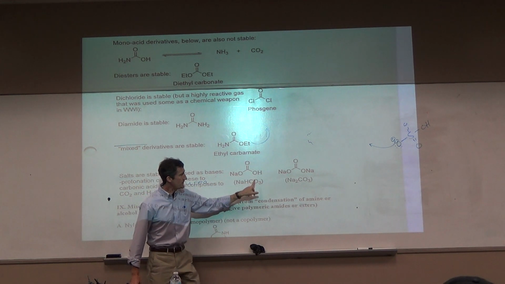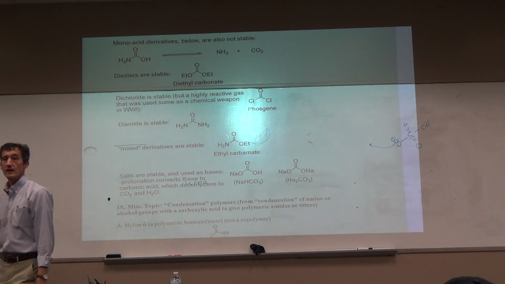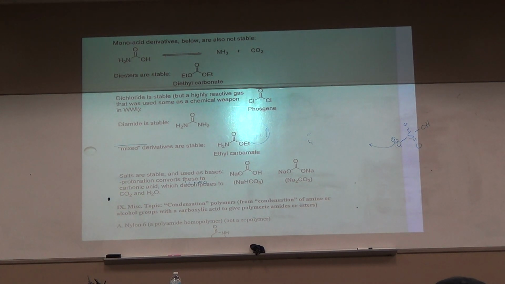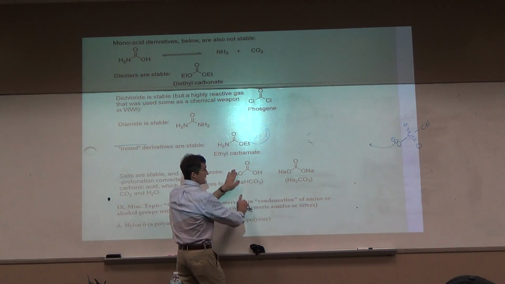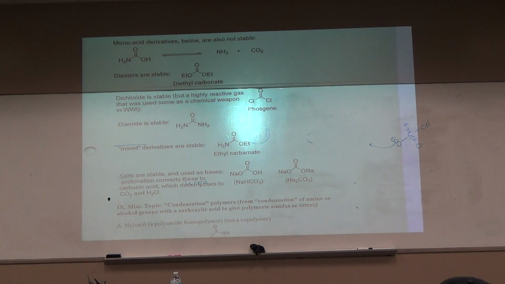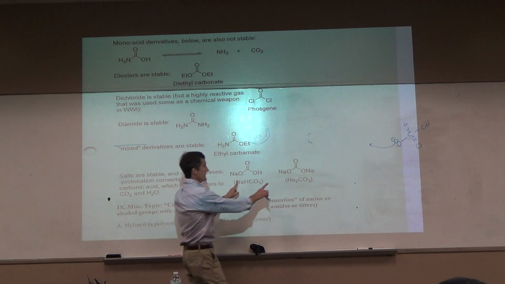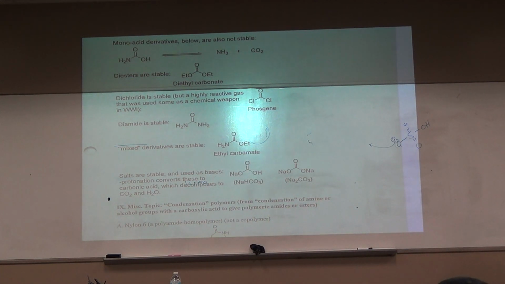Now you can also have the double sodium salt or potassium. What's that called? It's not sodium bicarbonate, but just sodium carbonate, or potassium carbonate, or a variety of others. Okay? That's bicarbonate, and that's just carbonate. Both of those types of salts are stable. But you treat these with acid, you're going to make carbonic acid, and it's going to decompose.